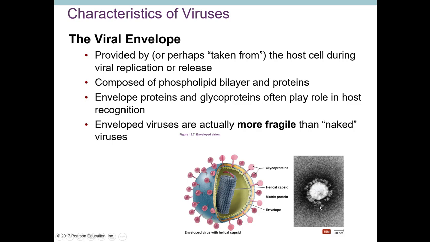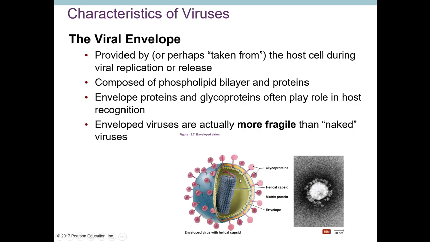So the enveloped viruses are always round, spherical. It's almost like a little vesicle, and the little vesicle contains the capsid proteins, and the capsid proteins contain the chromosome inside. So we say that the viral envelope is provided by, but I think maybe it's taken from the host cell during the very last stage of the viral replication cycle, which is sometimes called release. And that means release of the new virus particles.